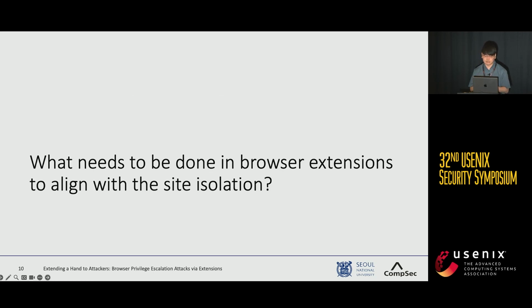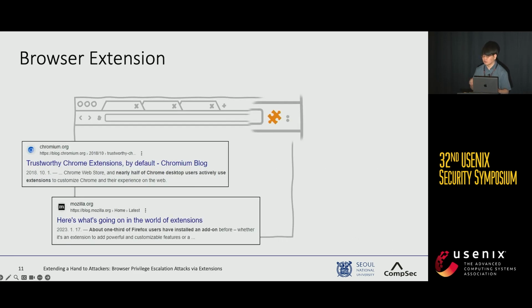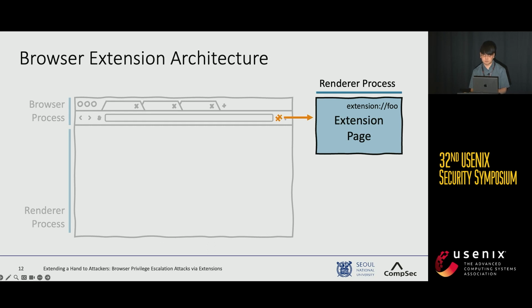Since browser extensions were designed prior to site isolation, work needs to be done to better align them with site isolation. Browser extensions are the little tiny icons you see up there. They are third-party programs that can be installed to extend the browsing functionality. According to Chrome and Firefox, about one third to half of their users install them. Extensions use plain web technologies such as HTML and JavaScript, so they have pages.